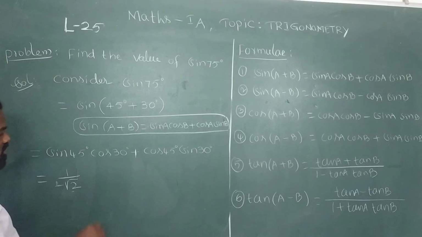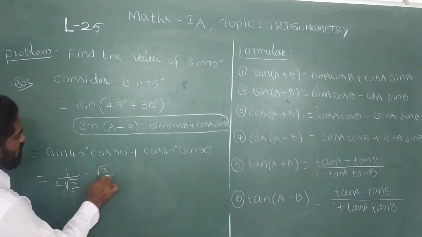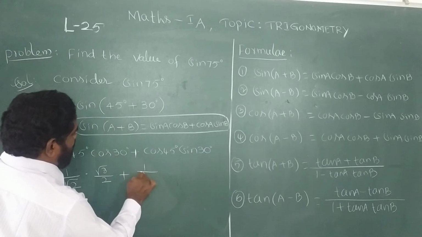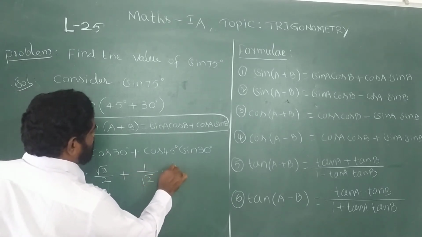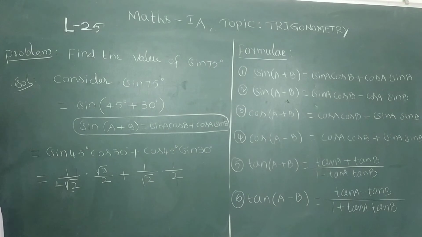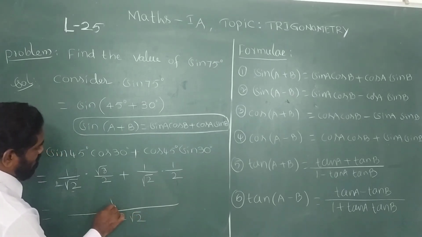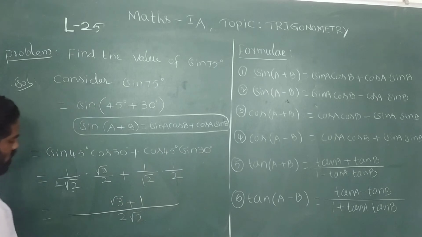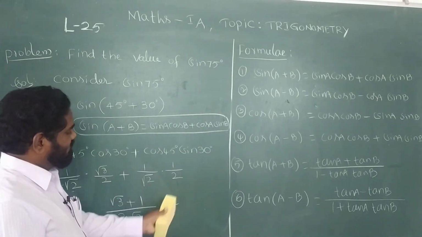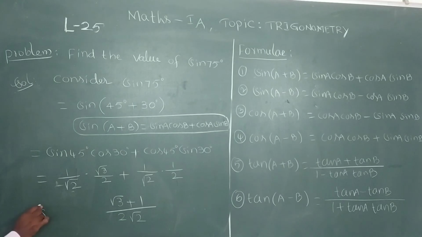What is the value of sin 45 degrees? 1 by root 2. Cos 30 degrees, root 3 by 2. Cos 45, 1 by root 2. Sin 30, 1 by 2. What is the LCM here? 2 root 2 is the LCM. What will come in the numerator? Root 3 plus 1. This is the value of sine 75 degrees. Understand?